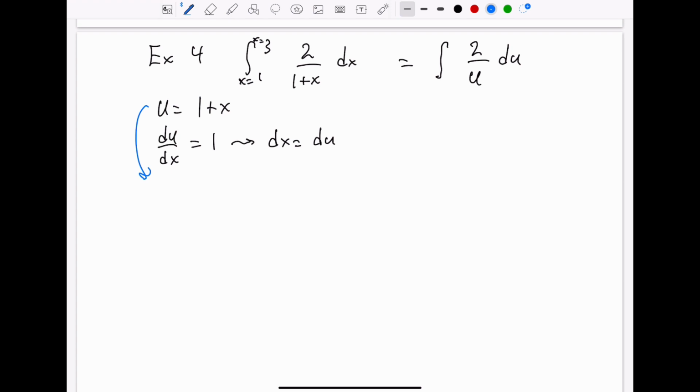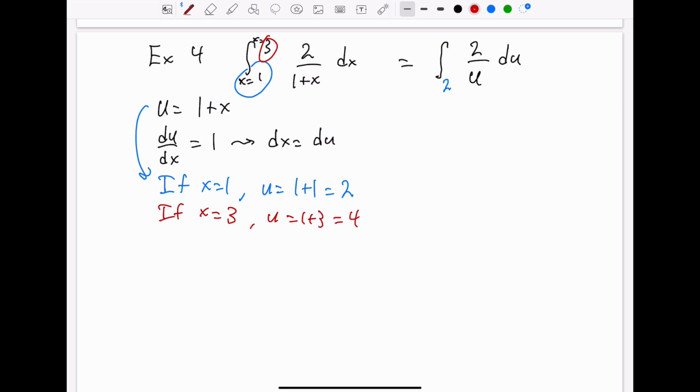There are two steps. For the first step, we say if x equals 1, we take the lower limit. u is 1 plus x, so we do 1 plus 1, which is 2. That is the new lower limit of integration. Do a similar procedure with the upper limit. If x equals the upper limit of 3, u is 1 plus 3, which is 4. That is the new upper limit of integration. If we use the 1 and the 3 from the old integral, we will have the wrong values for the new transformed integral.